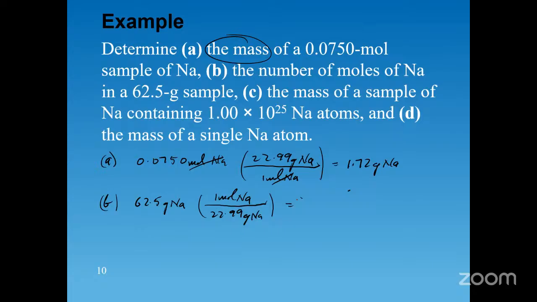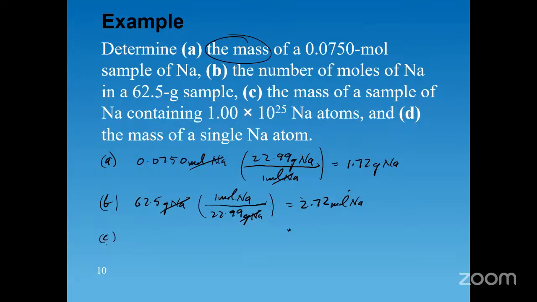All right? So let's see what that gives. 62.5 divided by 22.99. And according to my calculation, I got, rounded to 3 sig figs, 2.72 moles of sodium. And that's because this grams of sodium will cancel out with that grams, and that's how that works out. All right? Any questions about this one?